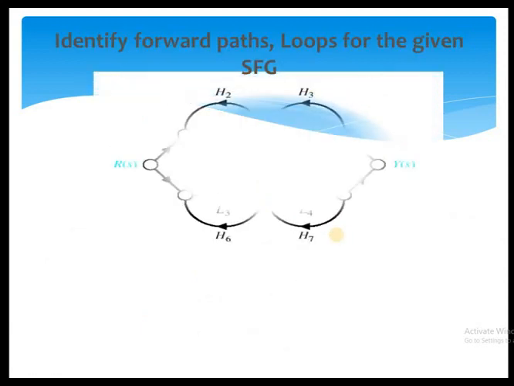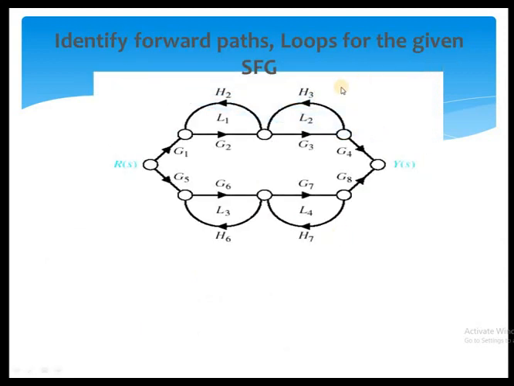The next question is identifying paths and loops for the given SFG. For this SFG, you have to identify the paths and loops. It is the same example we discussed previously in the definitions. Here the first forward path passes through G1, G2, G3, G4, and one more forward path is G5, G6, G7, G8. So 2 forward paths are there. How many loops? We have 4 loops.